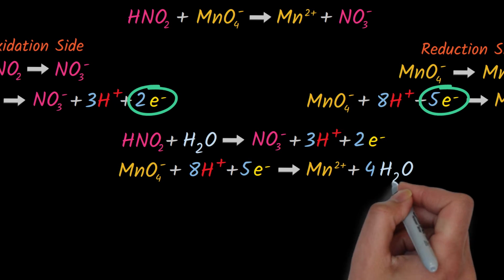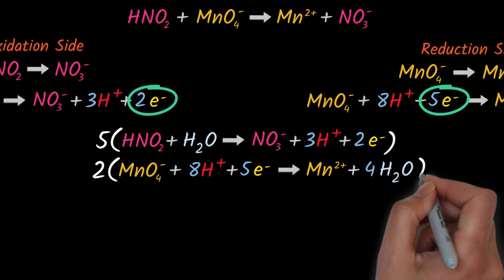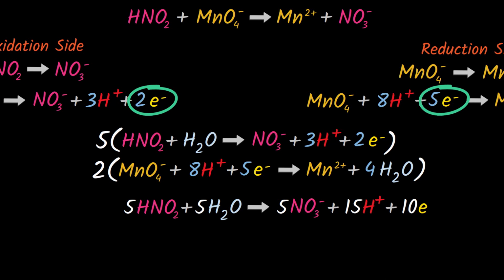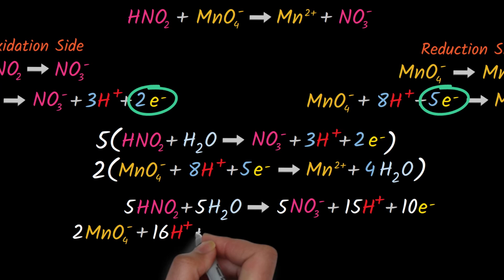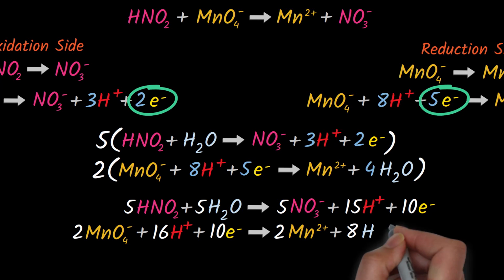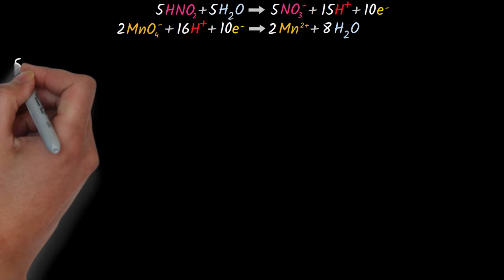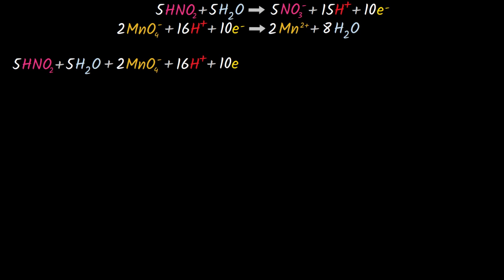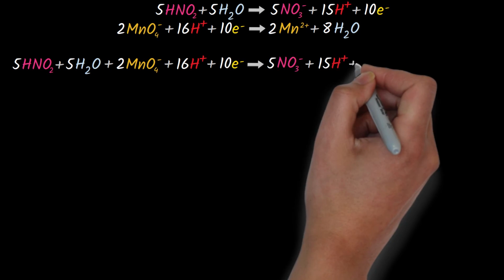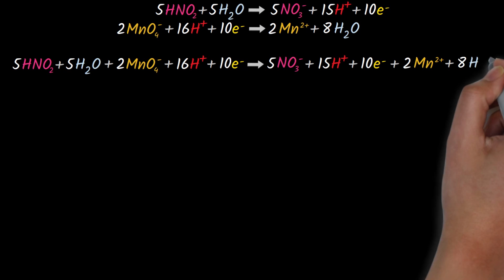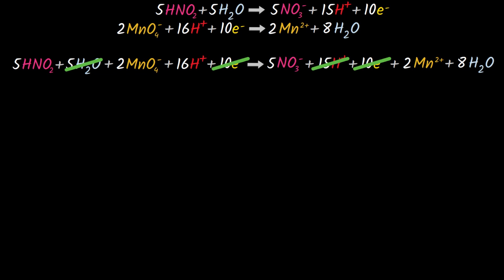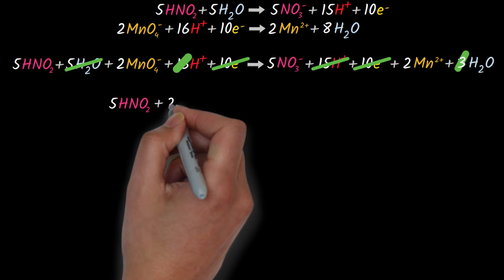To do that, we need to multiply the oxidation half by 5 and the reduction half by 2. That gives us 10 electrons in each half. Now, we combine the 2 halves by adding all the reactants from both to one side and all the products from both to the other side. Then, we cancel things out. In this case, 5 waters cancel, 10 electrons cancel, and 15 H+ cancel. This leaves us with our final balanced equation.